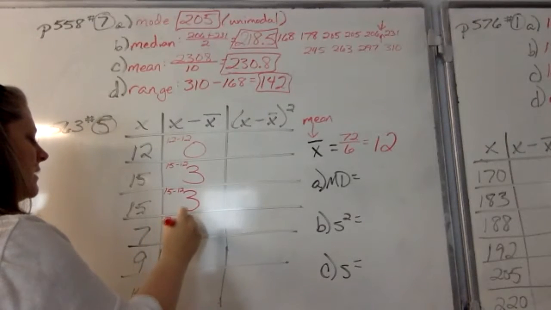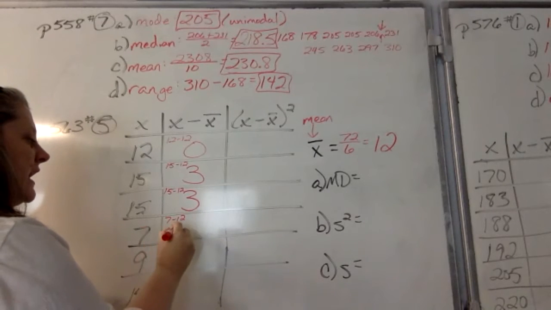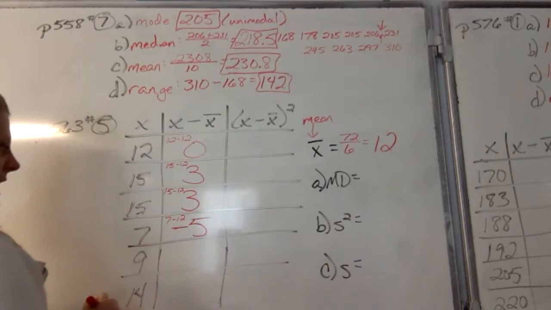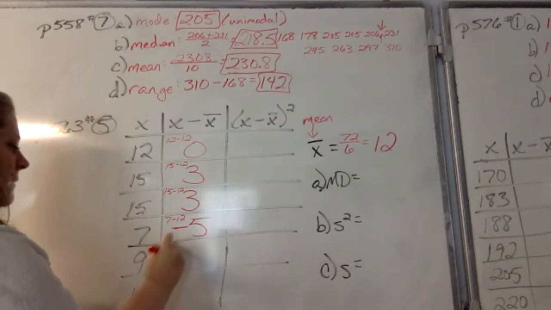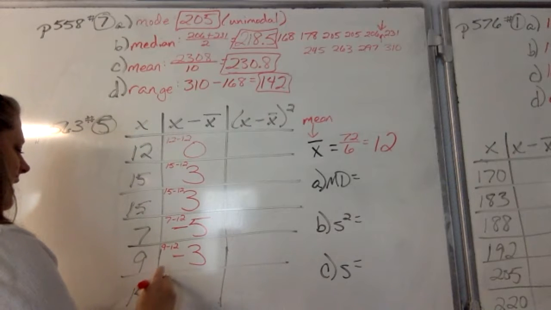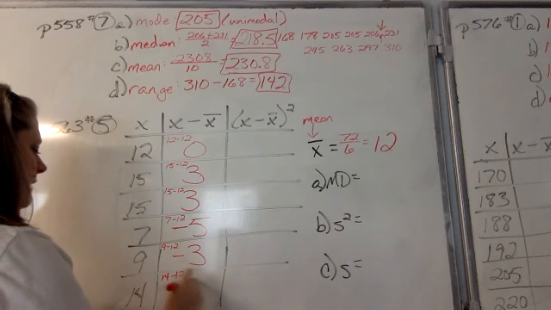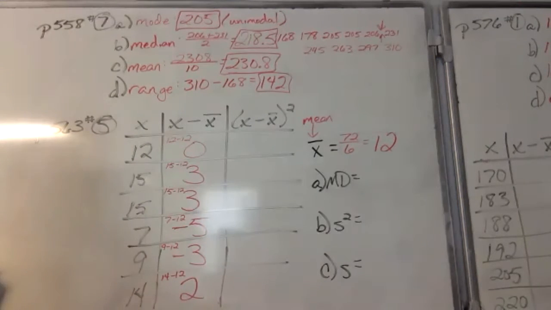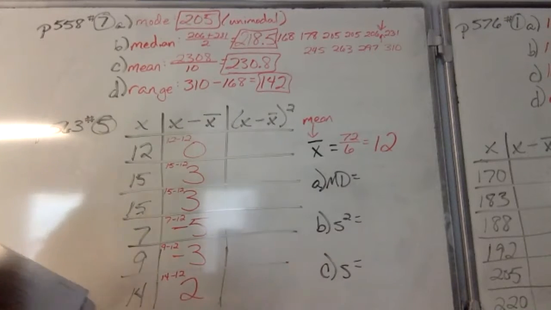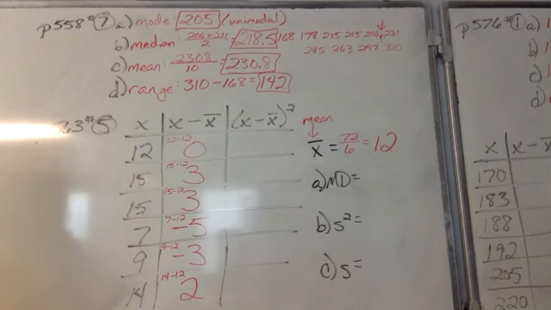7 minus 12, be careful, you're going to get a negative number, negative 5. 9 minus 12, negative 3. And 14 minus 12 is 2. Remember, I gave you the one that had smaller numbers to work with for you to try on your own. So that's why I did that, so you'd be able to do those.